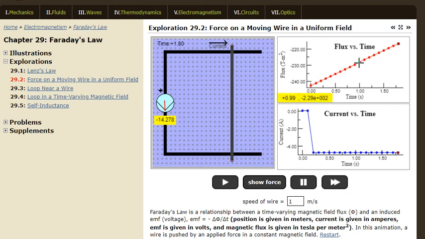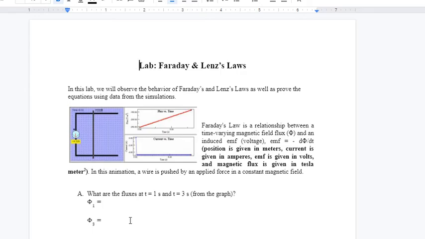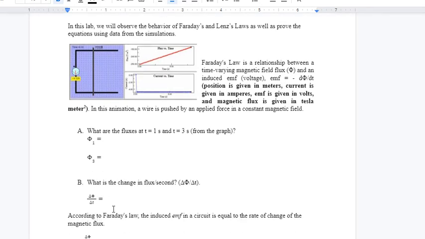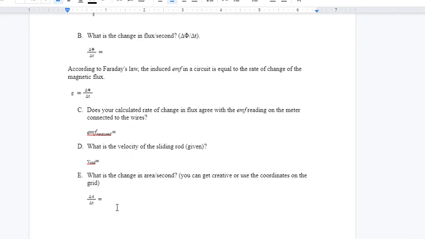Once again, try to get as close as possible. When you click on this, the 2 yellow numbers are your XY coordinates. So you want to get right around 1 second and then go to 3 seconds, and then you can find your change in flux over time. Then we're going to calculate our induced EMF and take a look at this area here.